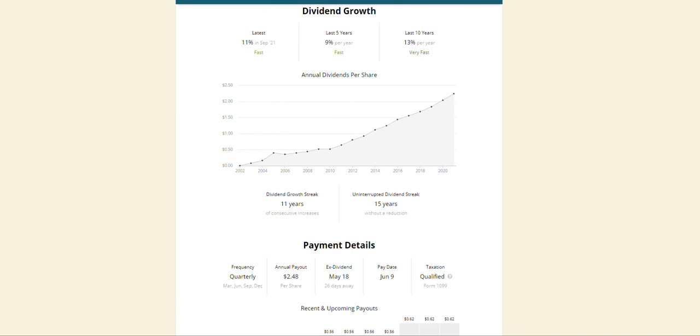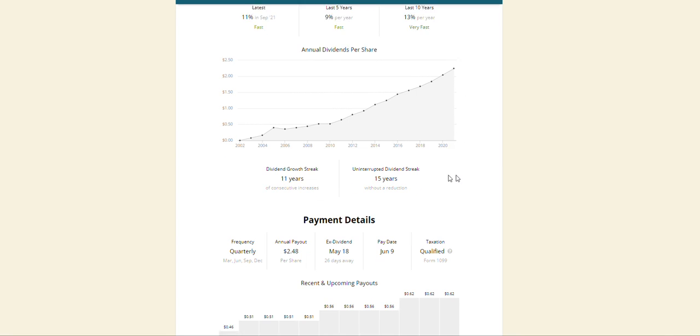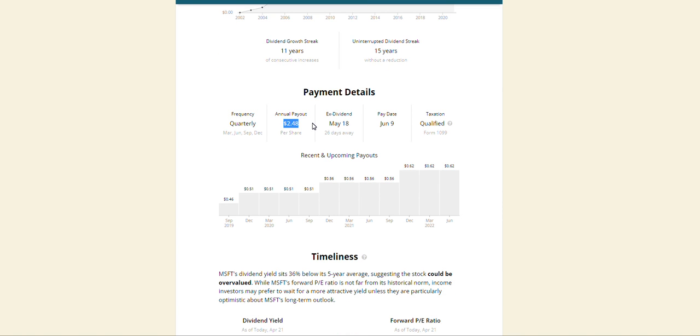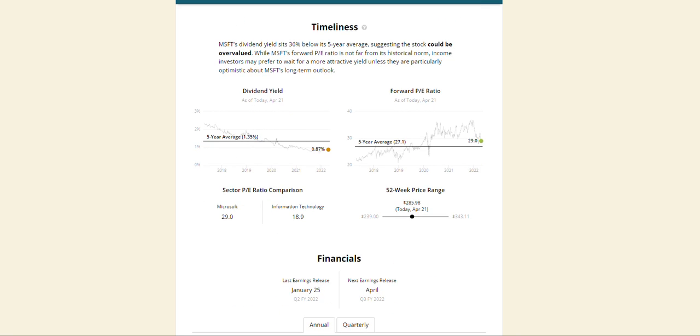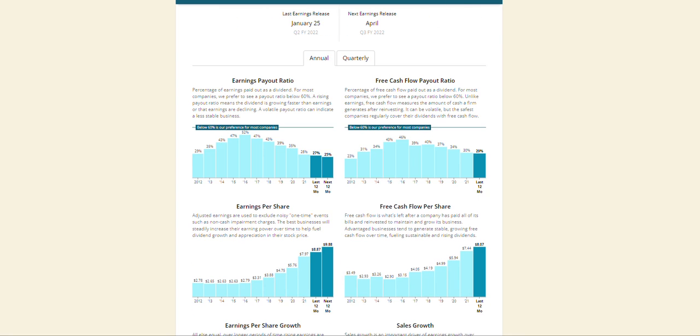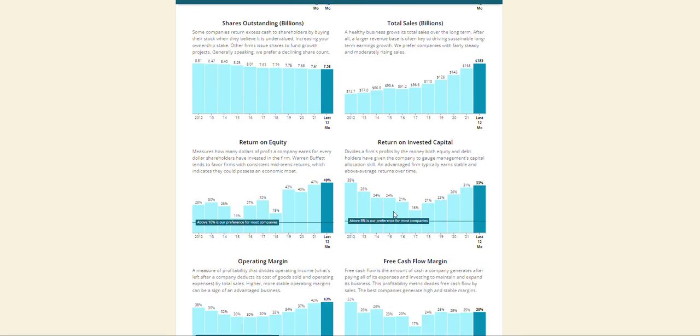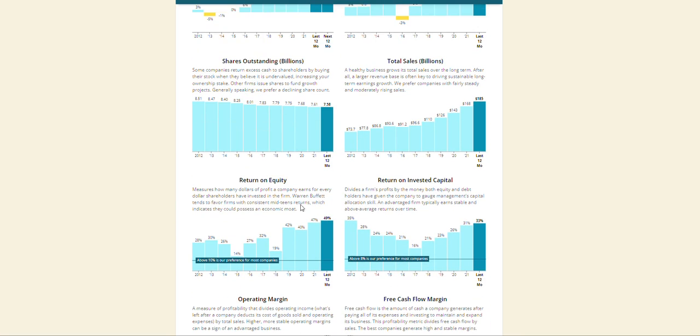What else can you see? You can see the annual dividend per share, so in 2002, where it was, to right now where it is, which is quite good. How many years they've been paying this, how many years that's been uninterrupted, and currently how much they pay. Then you can look at other things, dividend yield, forward PE ratios, and then you've got the financials in graph mode. They tell you what the earnings per share and payout ratio should be, and all of that stuff. So you've got a lot of information in there.